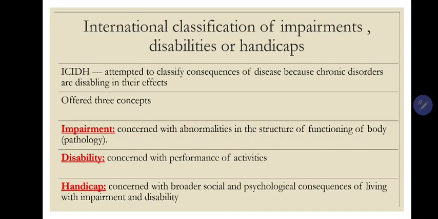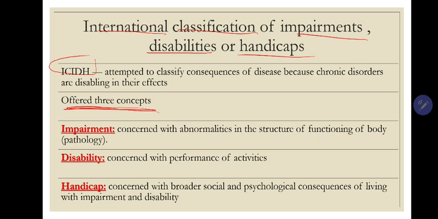Finally, we will talk about the International Classification of Impairments, Disabilities and Handicaps, and its abbreviation is ICIDH. ICIDH attempted to classify the consequences of disease because chronic disorders are disabling in their effects. It offered three concepts.